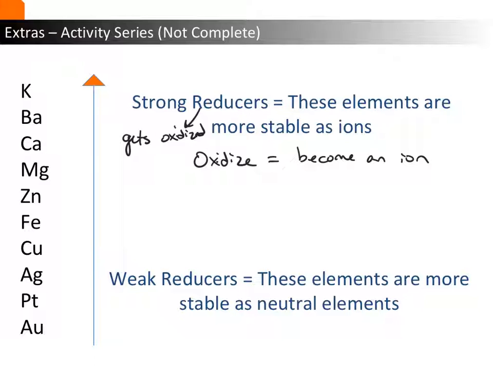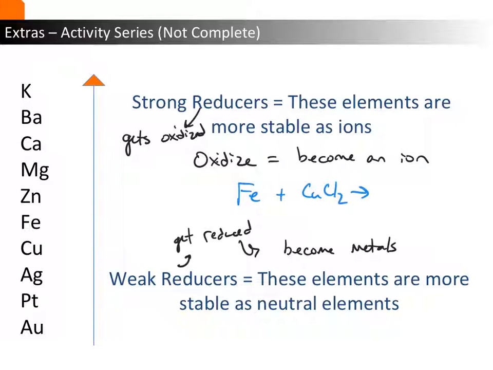Reducers get oxidized. Now as you go down the list, you become less and less of a strong reducer, and you become a weaker reducer. And weak reducers are more likely to get reduced. And if something gets reduced, in other words, it becomes a metal in a single displacement type of reaction. So weak reducers are more stable as neutral elements, where strong reducers are more stable as ions.